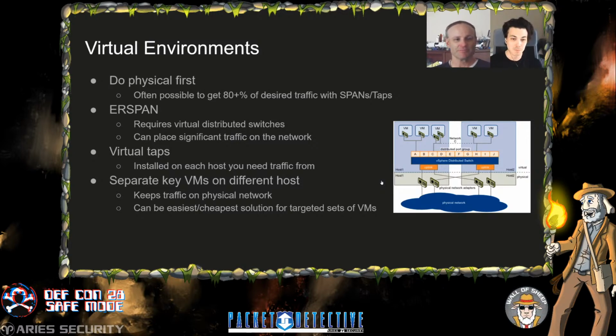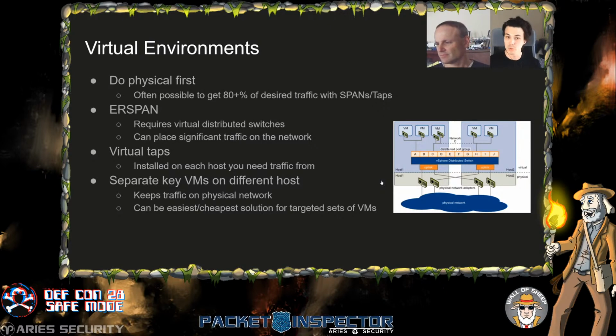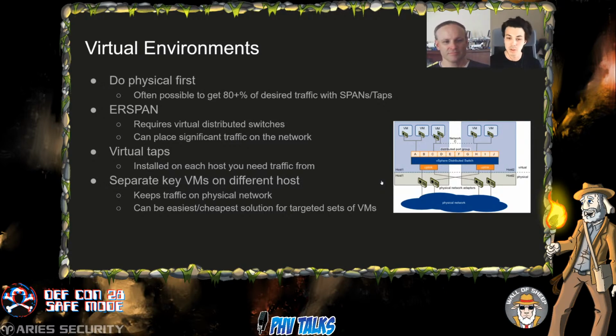Basically, yeah. Pete mentioned already ERSPAN, so virtual distributed switches support ERSPAN for critical workloads. You can target individual interfaces and get that traffic off of the hypervisor host. There's also virtual taps, which are installed on a host by host or VM by VM basis. You start running into the management overhead of installing those virtual taps, but for hypercritical pieces of infrastructure and applications, this can be a very viable solution. Another less obvious solution is to separate key VMs and make sure that they're on different hosts, forcing their communication to actually traverse a physical network that you already have monitoring in place for.